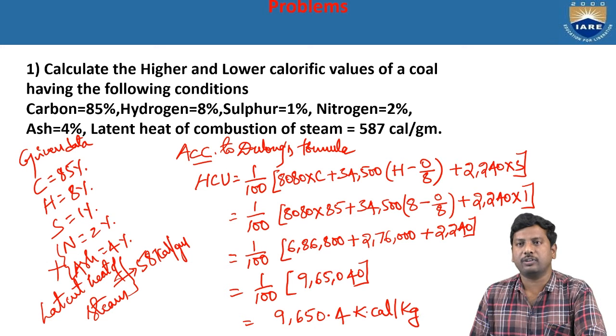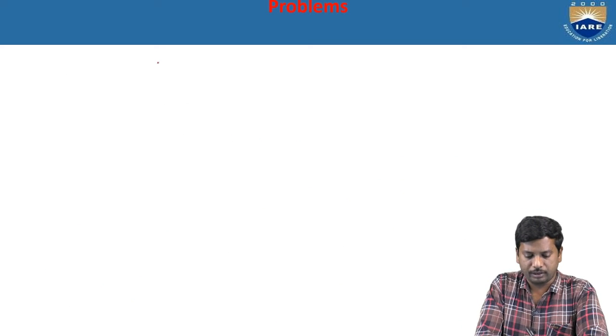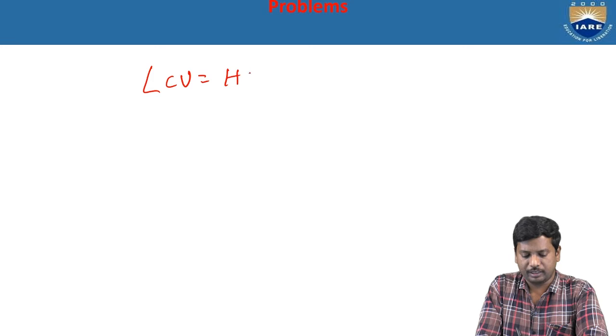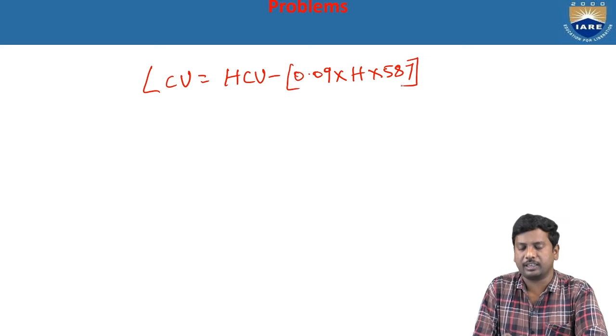So this is the value for the higher calorific value, nearly equal to 9,650.4 kilocalorie per kg. Okay. Next we see the determination of lower calorific value. So lower calorific value is equal to HCV minus 0.09 into hydrogen into 587, where 587 represents the latent heat of steam.